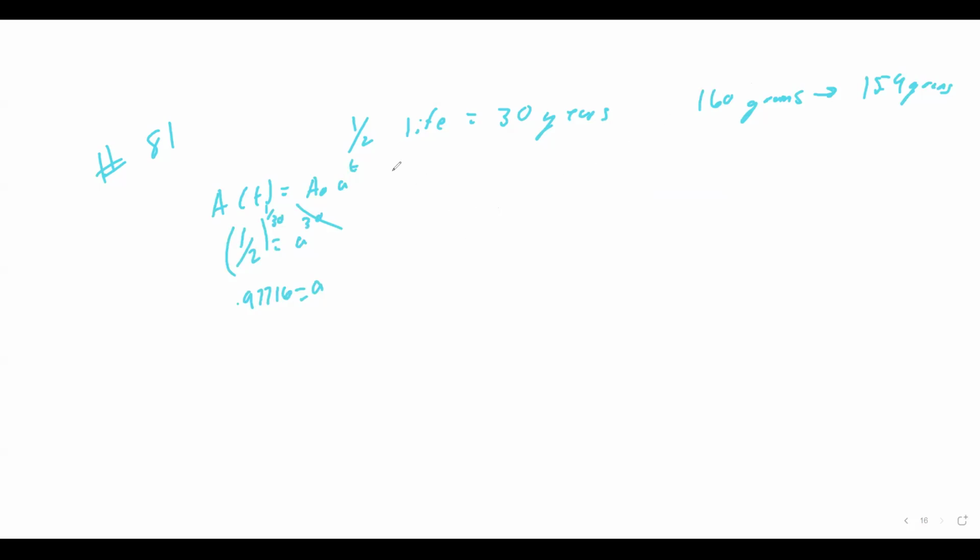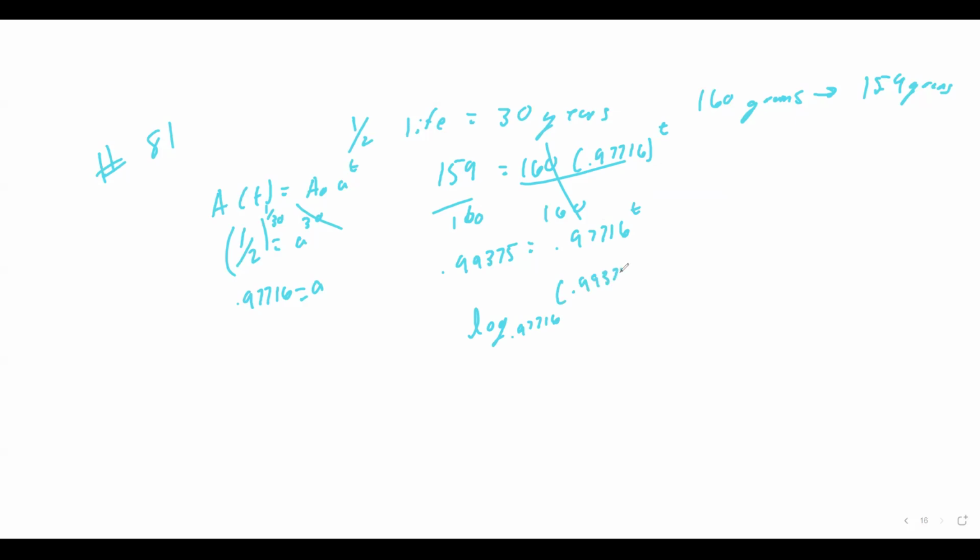Now we can figure out what this answer is going to be. So now this time I want it to be 159 grams. I start at the 160 grams of 0.97716 raised to the t, because that's what I'm trying to calculate. So 159 divided by 160 gives me 0.99375 equals 0.97716 raised to the t. Using the log rule, I can now take log base 0.97716 of 0.99375, and that will tell me how long that would take.